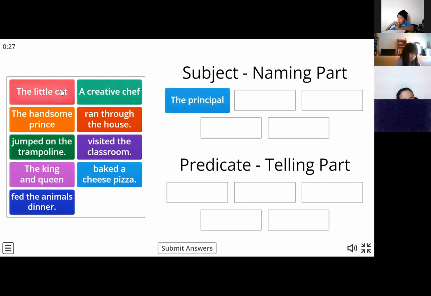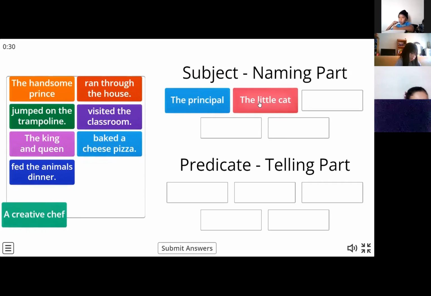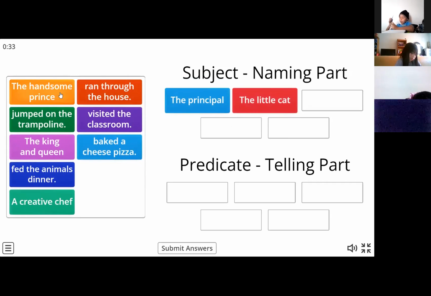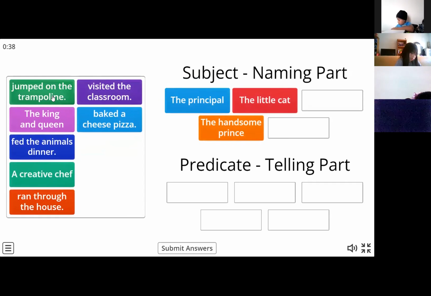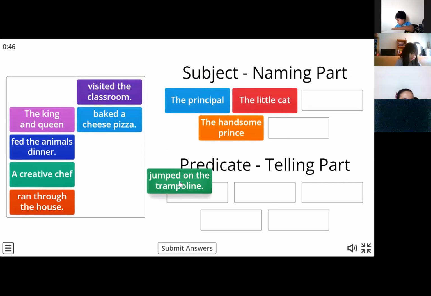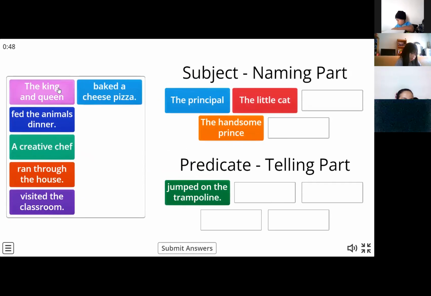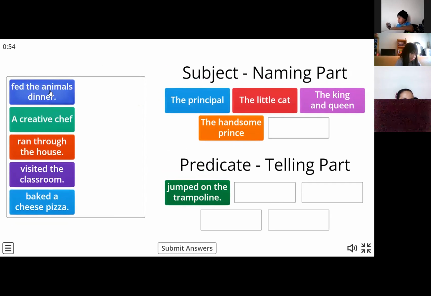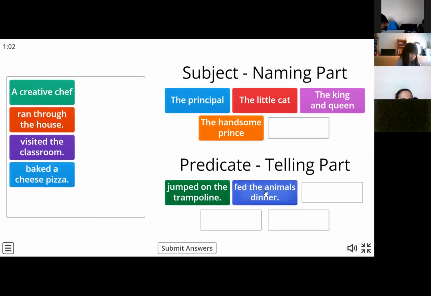The little cat. A subject. That's right. The handsome prince. Is a subject again. Jumped on the trampoline. Is that a subject or a predicate? If you jump, it's a predicate. The king and the queen. A subject. Excellent. Fed the animals dinner. Predicate. Fed, it's to give food to the animals and dinner. So it's a predicate, it's an action.